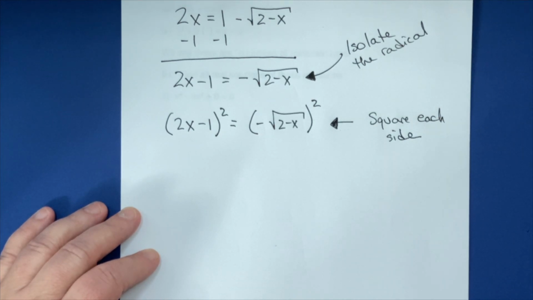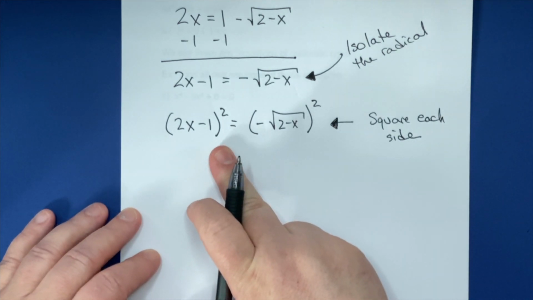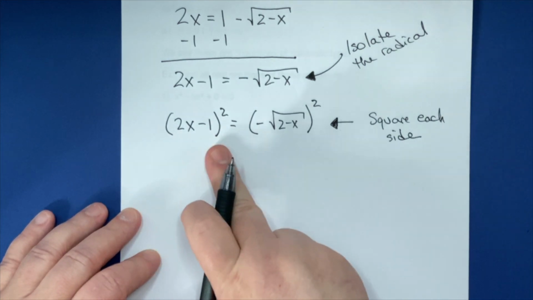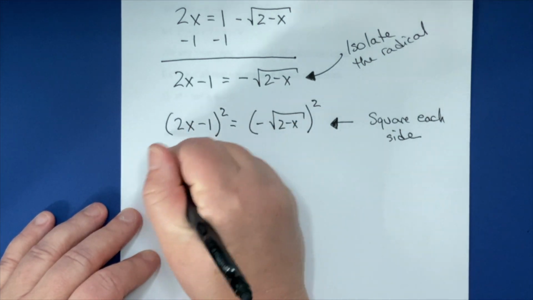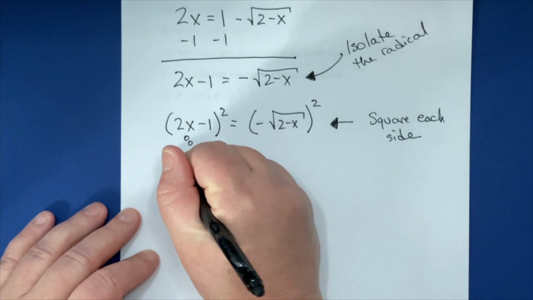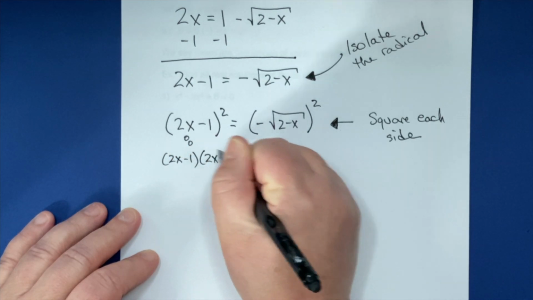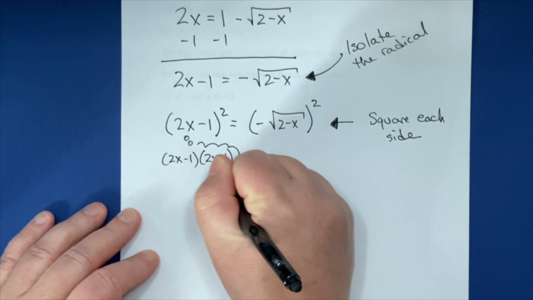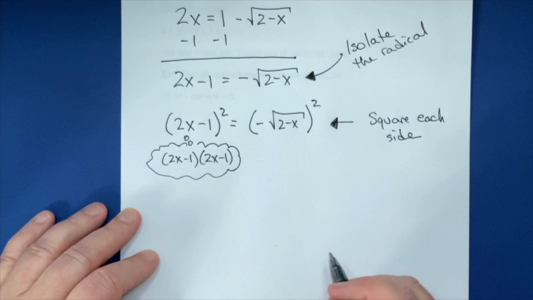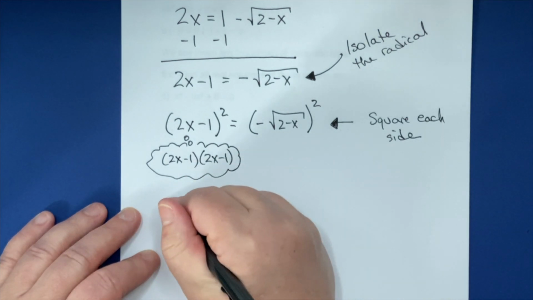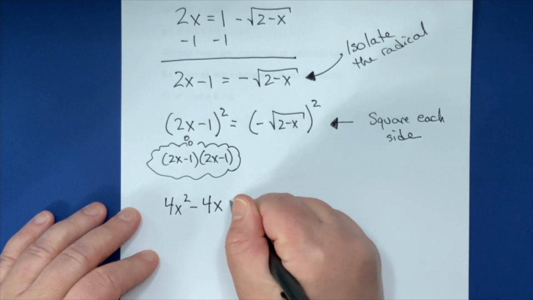And this is what I meant before. I meant, we're going to have to do a perfect square. So either you're going to do this using the perfect square formula, or you're going to do it as 2x minus 1 times the quantity 2x minus 1, right? You can work it out as FOIL if you want instead of a perfect square formula. So it's up to you. But you will get 4x squared minus 4x plus 1.